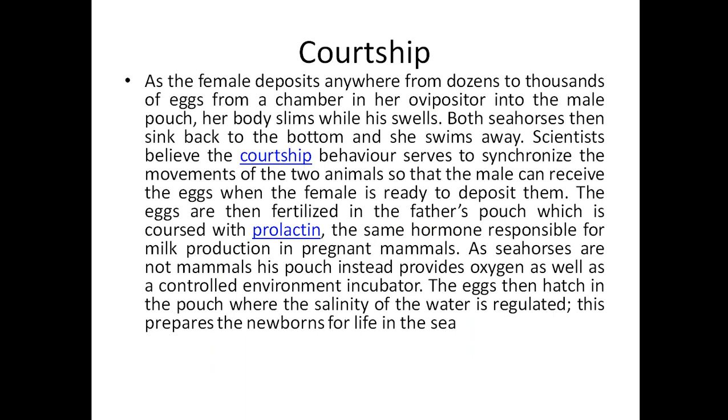The female deposits anywhere from a dozen to 1,000 eggs with the help of her ovipositor into the male pouch. Now what happens? The female body gets slim while the male swells. After that, both the seahorses sink back to the bottom and the female swims away.